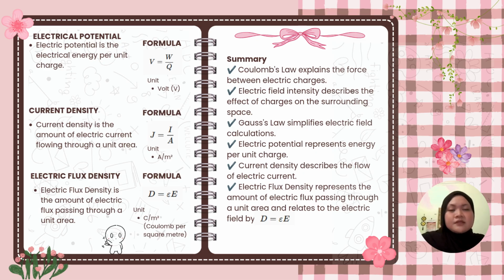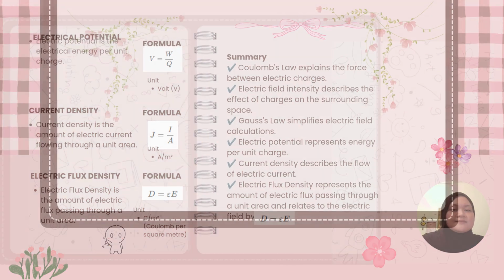So in summary, Chapter 3 explains Coulomb's law, Gauss's law, electric field intensity, electric flux density, electric potential, and current density. And these concepts are the foundation for understanding static electric fields and their application in electromagnetics.